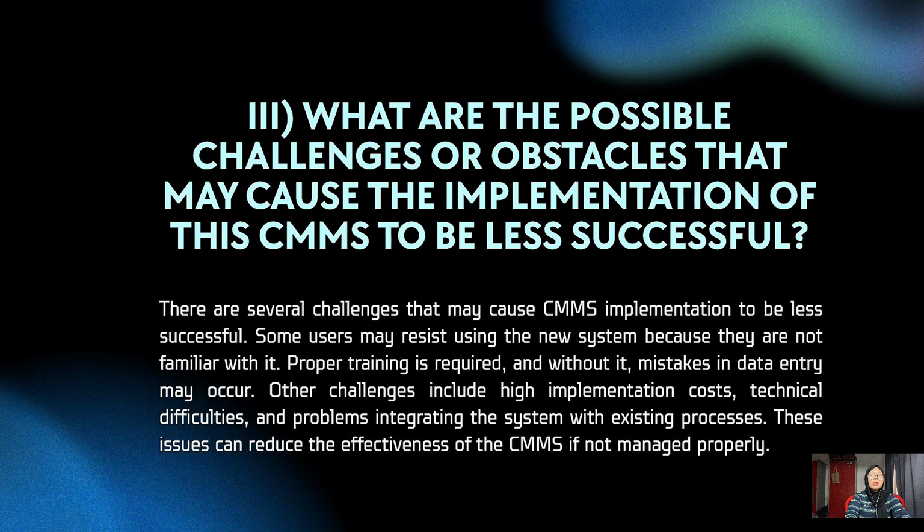The third question is, what are the possible challenges or obstacles that may cause the implementation of this CMMS to be less successful? So there are several challenges that may cause CMMS software implementation to be less successful. Some users may resist using the new system because they are not familiar with it. So proper training is required, and without it, mistakes in data entry may occur. So other challenges include high implementation costs, technical difficulties, and problem integrating the system with existing process. So this issue can reduce the effectiveness of the CMMS if not managed properly.